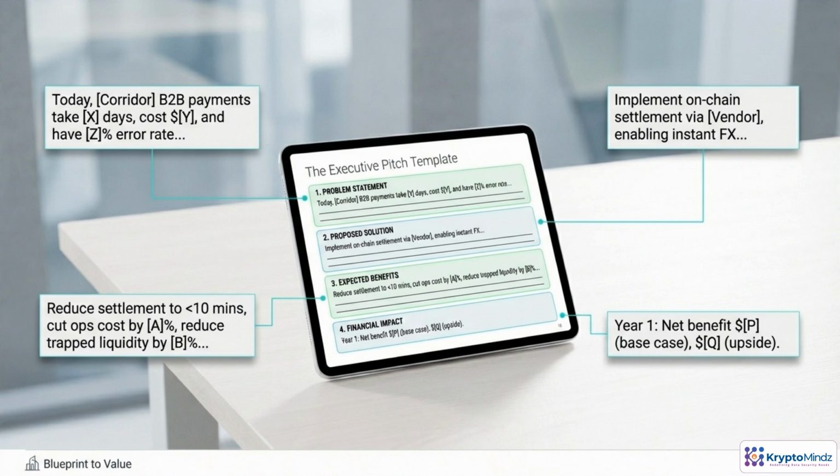Executives don't buy technology. They buy clear, quantified outcomes. Use a simple four-part mental model for your pitch. First, state the current corridor reality in hard numbers: settlement time, cost per payment, and error rate. That's your burning platform. Second, position the on-chain solution as a specific, credible way to change those numbers. Third, translate features into quantified benefits: faster settlement, lower operations cost, and less trapped liquidity. Finally, convert those benefits into a one-year net financial impact with a base case and an upside, so leadership can immediately see what's at stake.